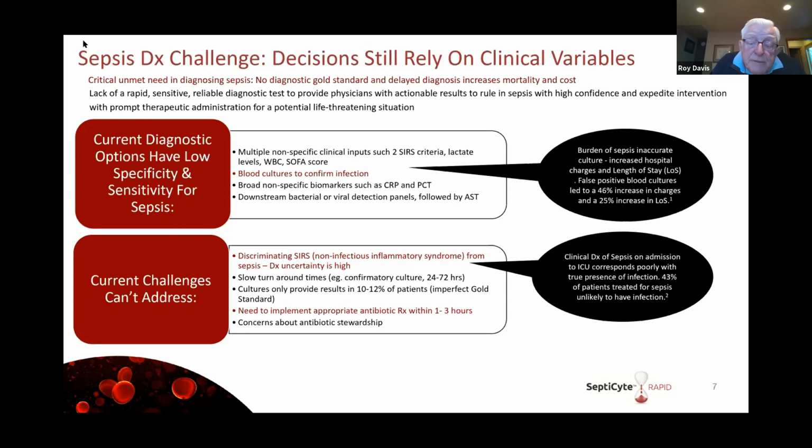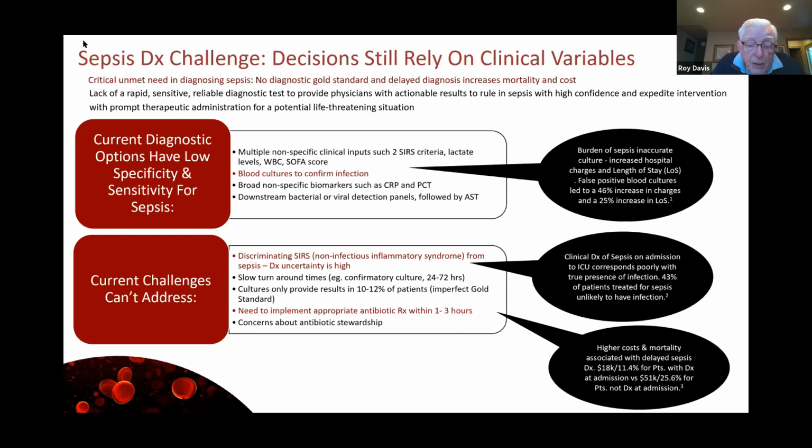Slow turnaround times impact our confirmatory culture process and our ability to confirm the diagnosis early, resulting in overuse of antibiotics. This leads to higher costs, and if driven by the new sepsis definitions and CMS requirements, we need to implement appropriate antibiotic stewardship and therapy within 1 to 3 hours. Higher costs and mortality associated with this delayed diagnosis is a major problem within our diagnosis process.